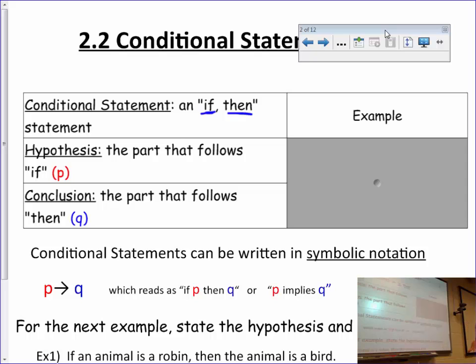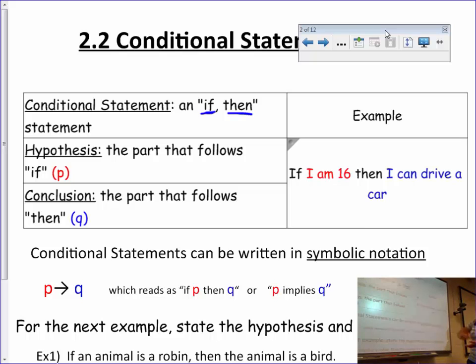A hypothesis is the part of the conditional statement that follows if. We've got it recognized as the letter P, which we're going to use throughout this chapter. P is going to represent the hypothesis of the conditional statement. Conclusion is the part that follows the word then, and we're going to call that Q. So for example, if I take this statement, if I am 16, then I can drive a car, I am 16 is my hypothesis P, and I can drive a car is my conclusion Q.